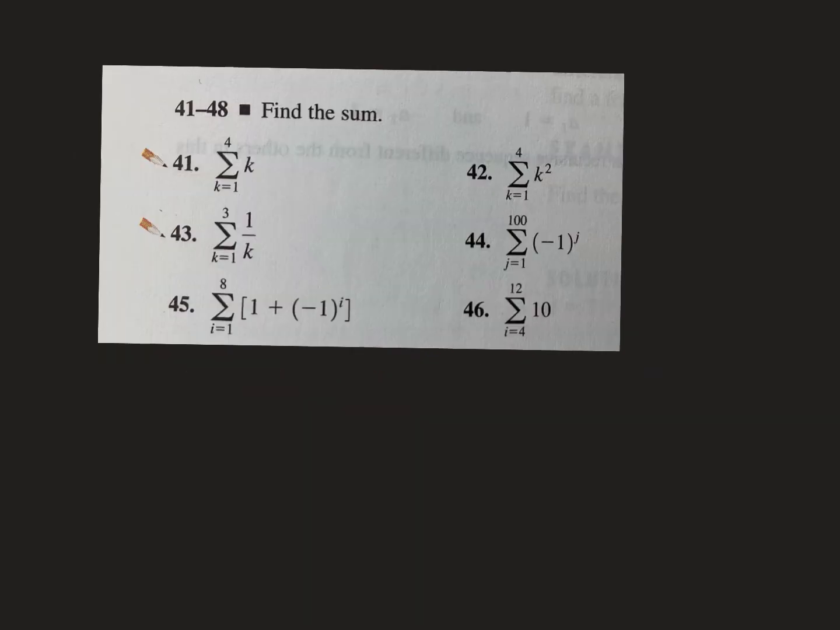Okay, 41 through 44, find the sum. These are called sigma. And all you do is you take the number on the bottom. Let's see, I'll do 42. Take the number on the bottom, the 1, and plug it in there. That's 1 squared.